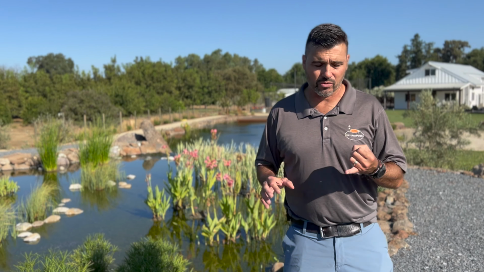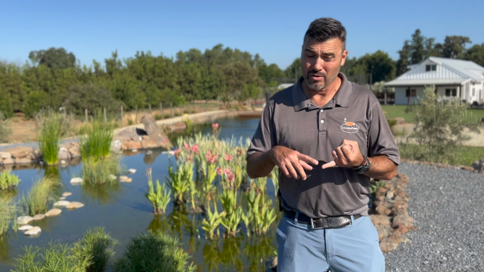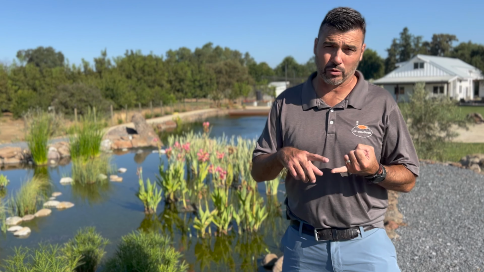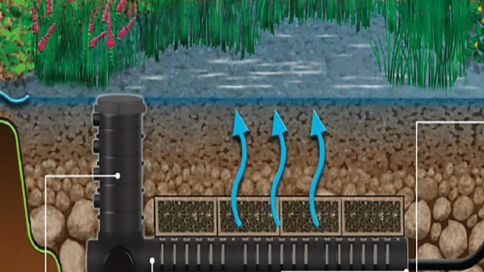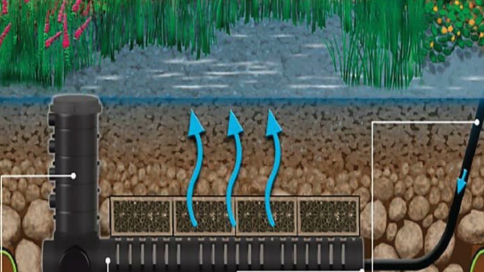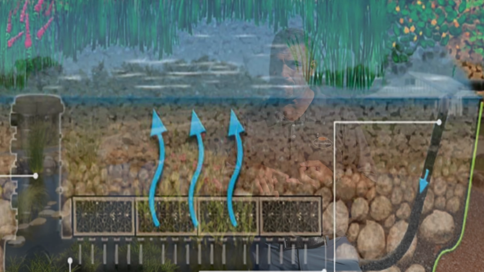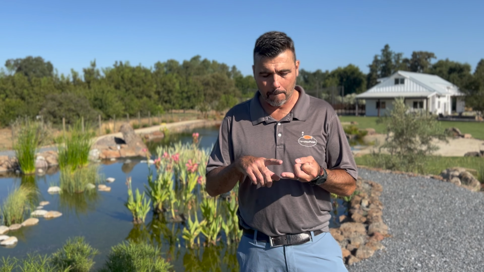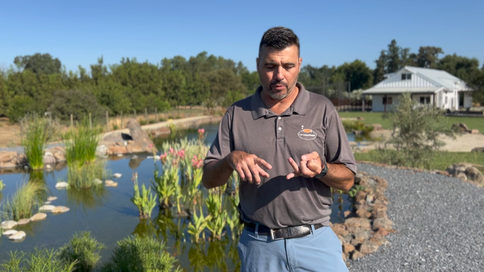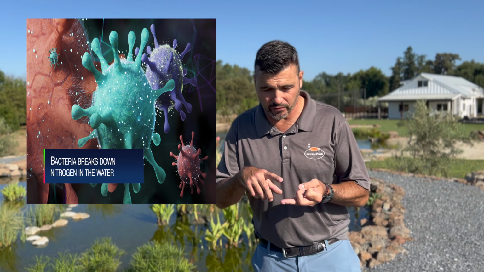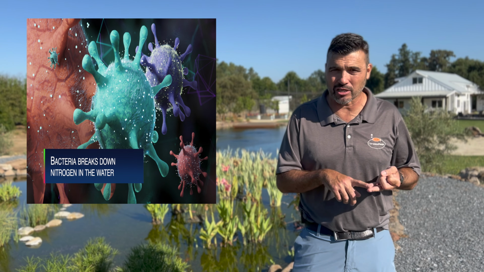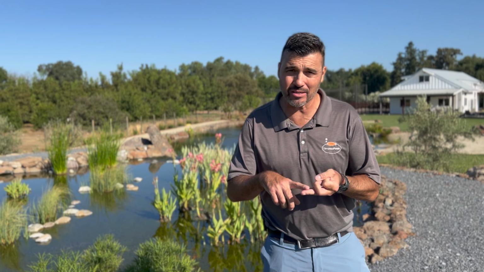So the science, what is it? The rock and the gravel. Very important to have a wetland filter with rock and gravel. The rock and the gravel act for surface area for bacteria to grow on. All natural ponds have beneficial bacteria. It's Mother Nature at work. Beneficial bacteria breaks down all the nitrogen in the water. What does nitrogen do? What does fish waste do? It causes algae. You gotta remember, folks, algae is a plant.